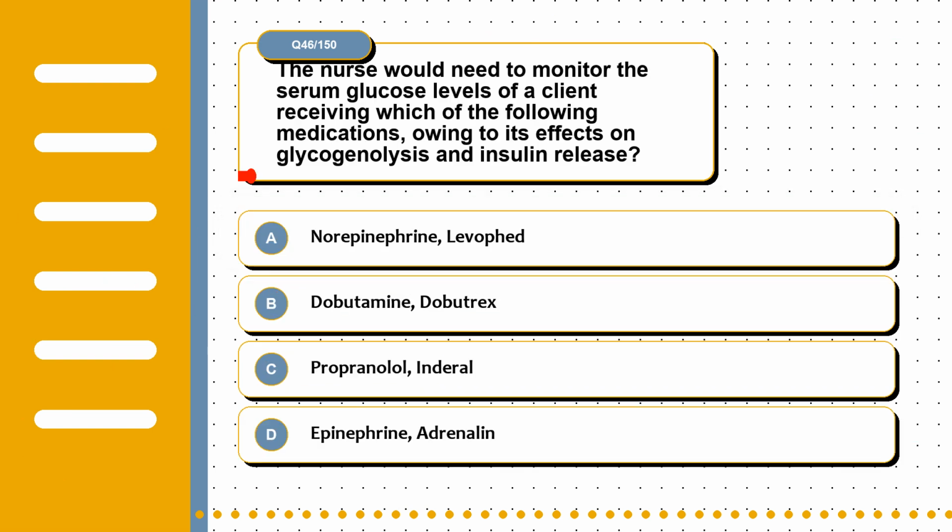Question 46. The nurse would need to monitor the serum glucose levels of a client receiving which of the following medications, owing to its effects on glycogenolysis and insulin release? Here are the options. Option A. Norepinephrine (Levophed). Option B. Dobutamine (Dobutrex). Option C. Propranolol (Inderal). Option D. Epinephrine (Adrenalin).